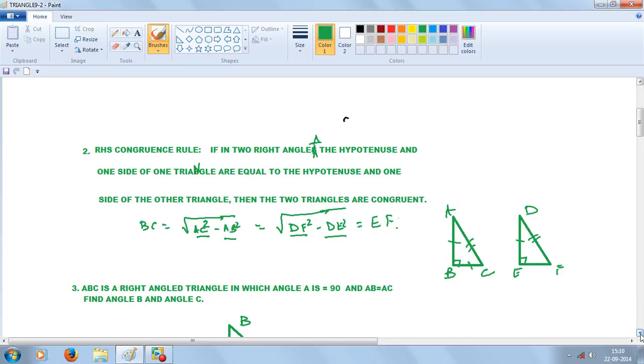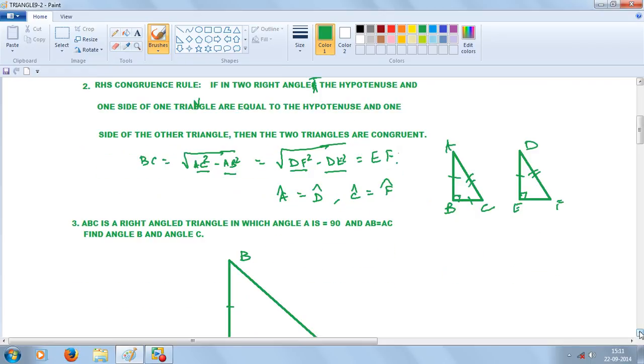So this is the RHS congruence rule. R stands for right angle, hypotenuse and one side. If in the two triangles these are equal, then the two triangles are congruent. So if the two triangles are congruent, then angle A is equal to angle D, angle C is equal to angle F, and of course the other angle is the right angle. It is given.